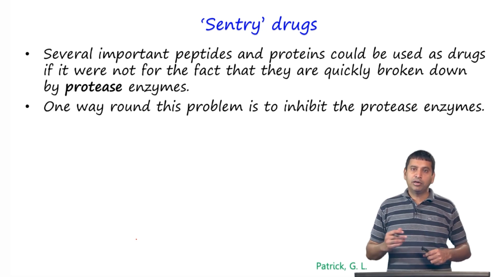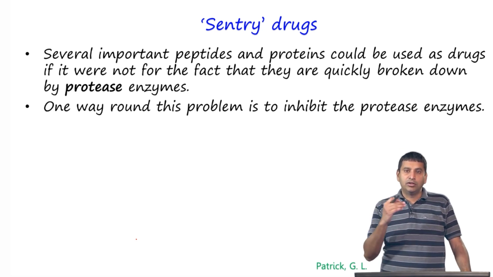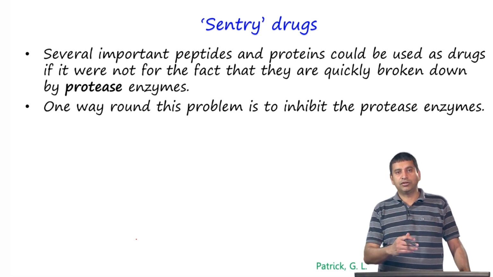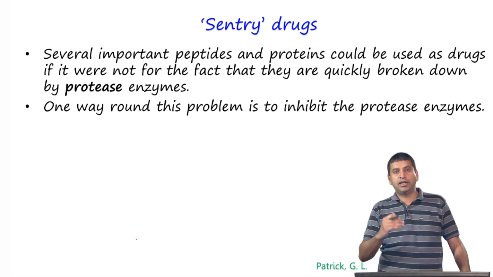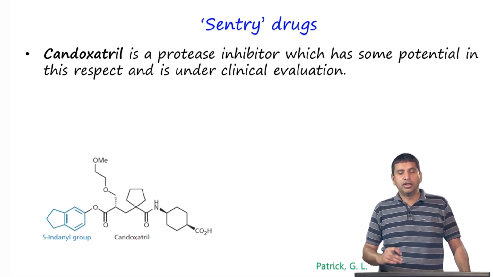There are several important peptides and proteins which can be used as drugs, okay? And one way to do this is to actually prevent the activity of proteases, because all these peptides and proteins are going to be cleaved by proteases. So, what we could do is to administer these drugs along with protease inhibitors. The example here is this molecule called candoxatril, which is actually a protease inhibitor, and it is presently under clinical evaluation.